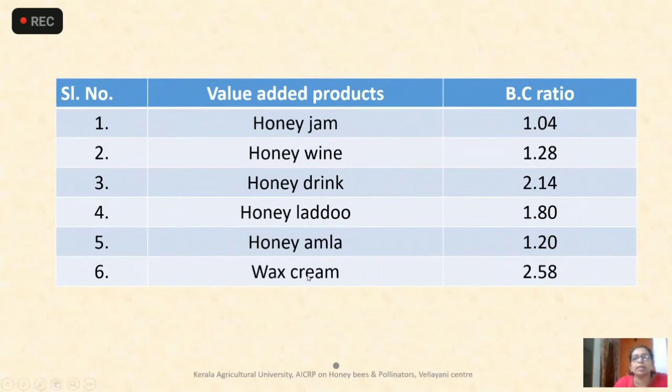And apart from this, in value addition, we have standardized many value-added products using the honey as well as the wax, and we have calculated the BC ratio. The wax-based product was found to have the maximum BC ratio compared to the honey-based value-added products. The cost may vary depending upon the material used for packing and all these things.